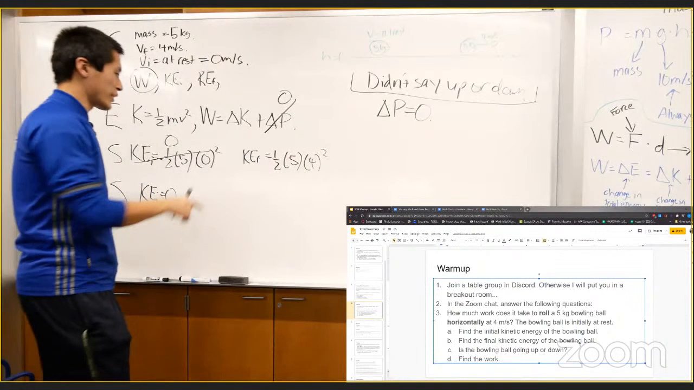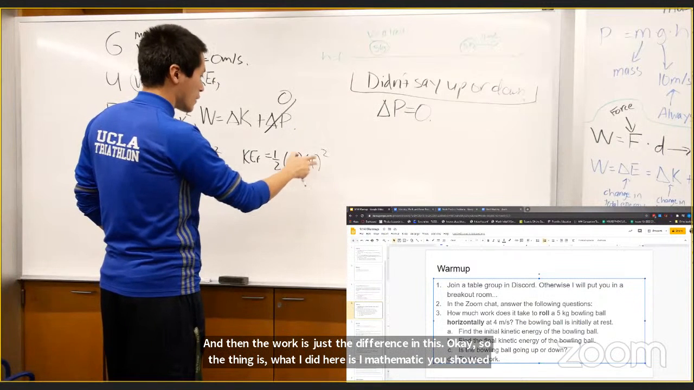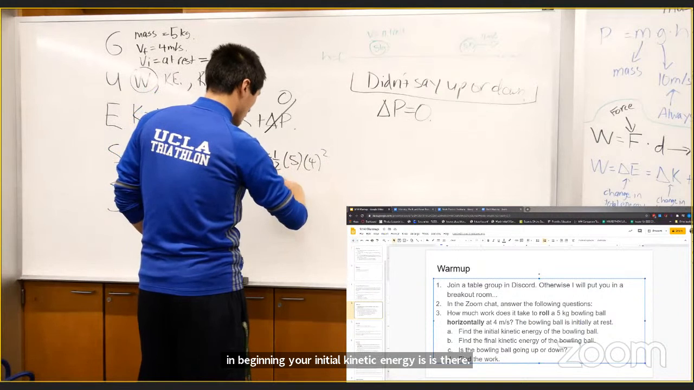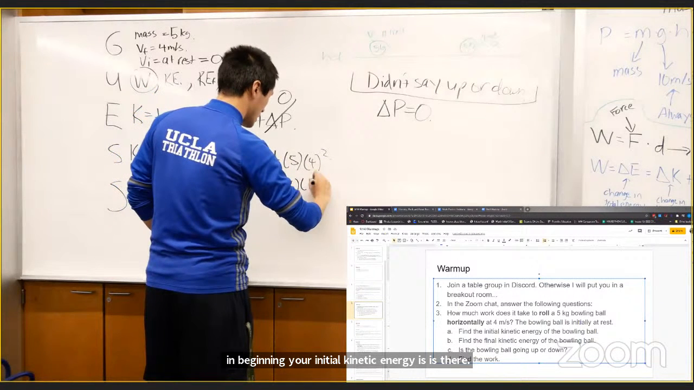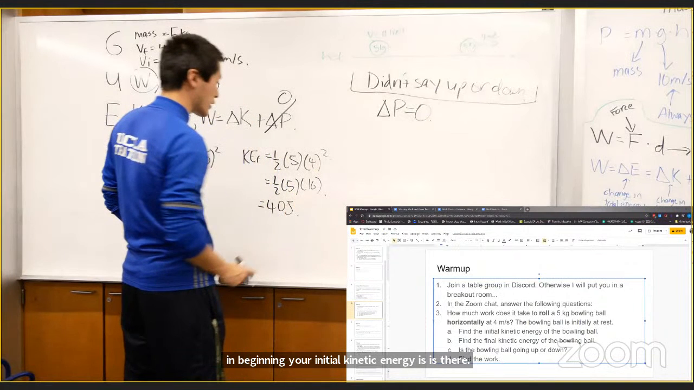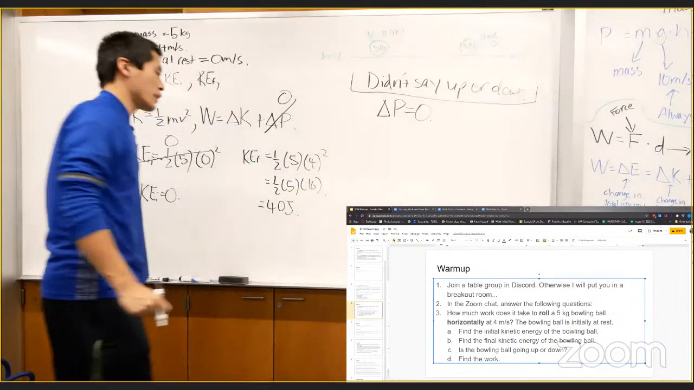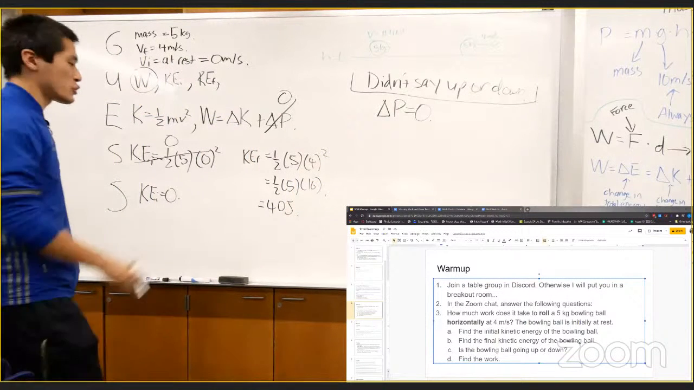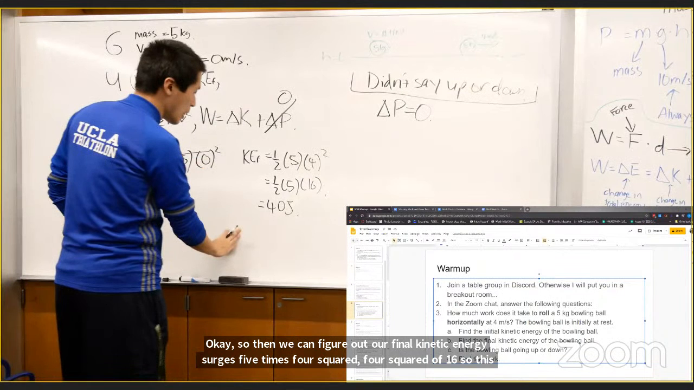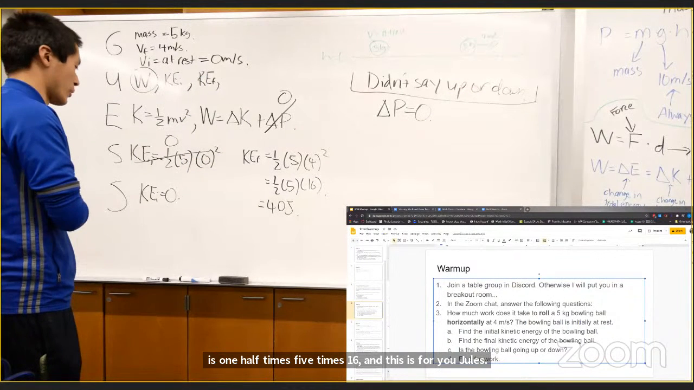Okay, so then we can figure out our final kinetic energy. So we're going to do 1/2 times 5 times 4 squared. 4 squared is 16, so this is 1/2 times 5 times 16, and this is 40 joules. It's very easy to forget either the 1/2 or the squared. So when you're doing a problem, make sure you double check your formula to make sure you didn't drop a 1/2 or a squared somewhere.